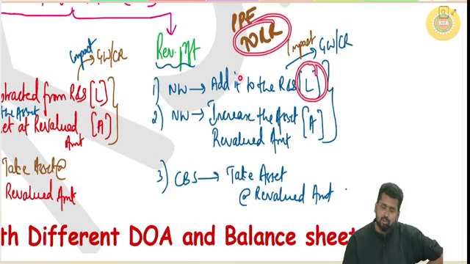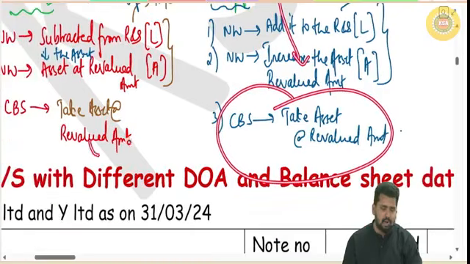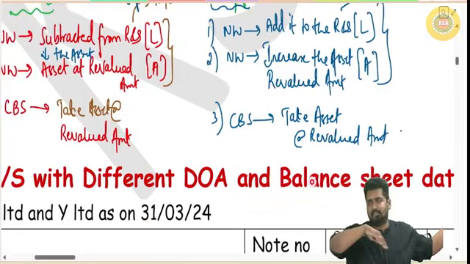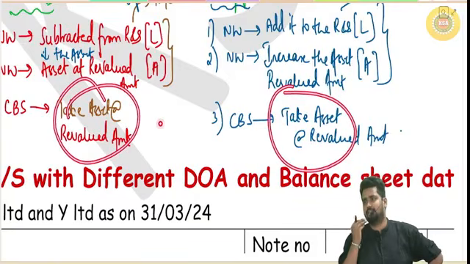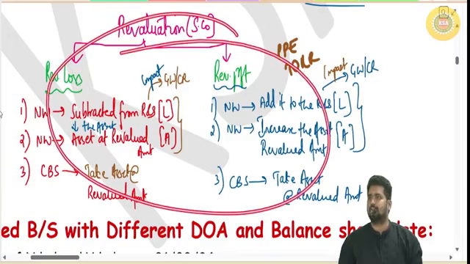add it to the reserves. Clear? No sir, I am following the asset side approach, then increase the asset. In the consolidated balance sheet, as usual, take what? The revalued amount. That increased value or decreased value, anything. Here it is decreased value or increased value, we can call it the revalued amount. Clear? Hold on. Okay, just note it down also.